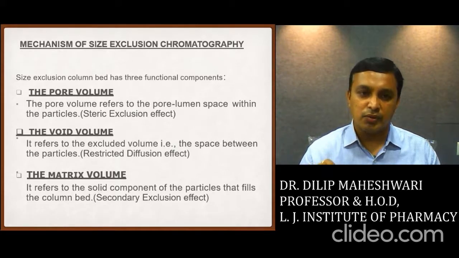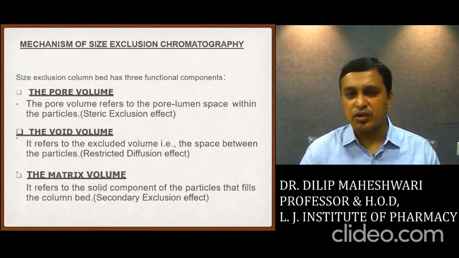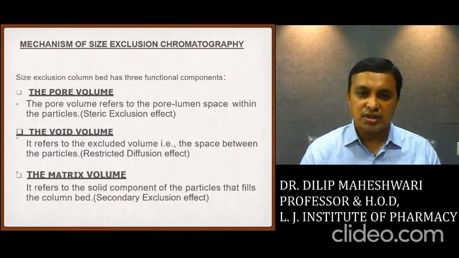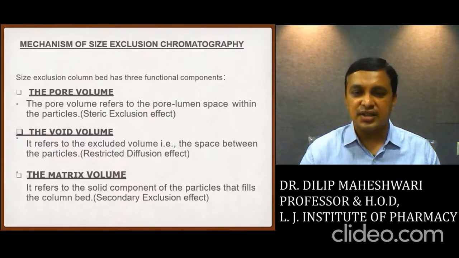The void volume refers to the excluded volume, that is the space between the particles. This effect is known as the restricted diffusion effect. So the space between these particles also affects the separation of your compounds. The matrix volume refers to the solid component of the particles that fills the column bed, so it is known as the secondary exclusion effect.